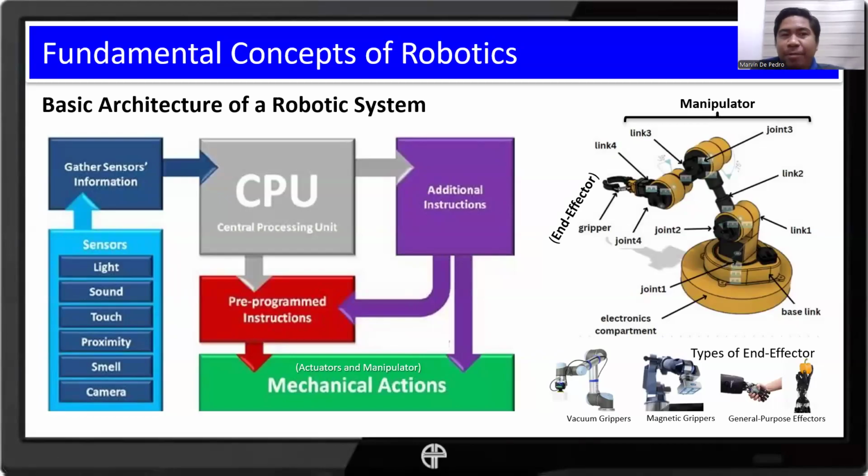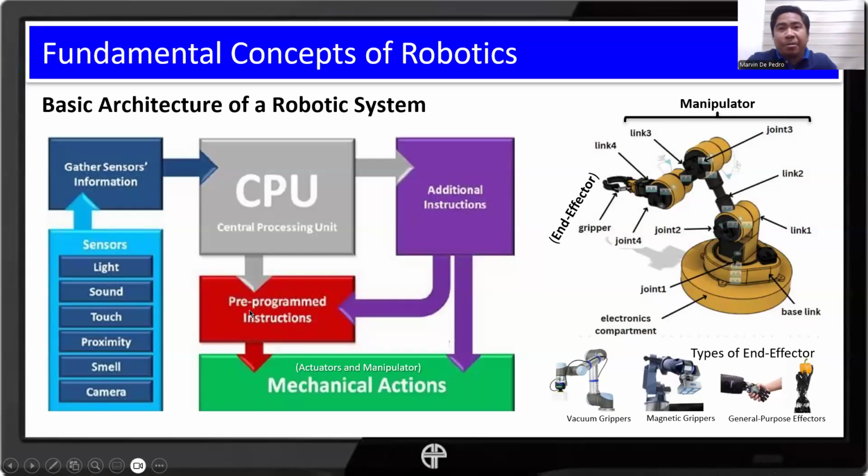Moving on. If you want to be more technical, especially for engineers, and focusing on the power and control aspect of our robotic system, this is our basic architecture. As you can see, we have the perception components, our sensors, and we collect them. They are delivered to our controller or anything that has a CPU. Controller, microprocessor, microcomputer.